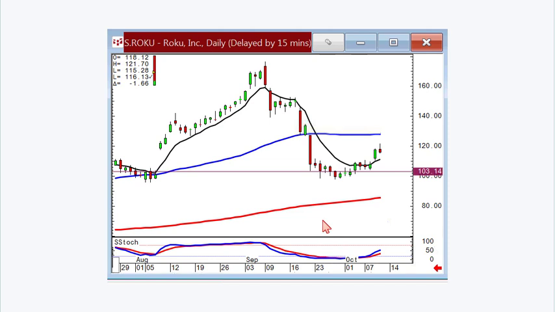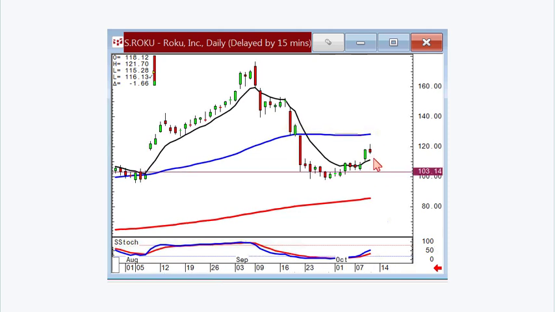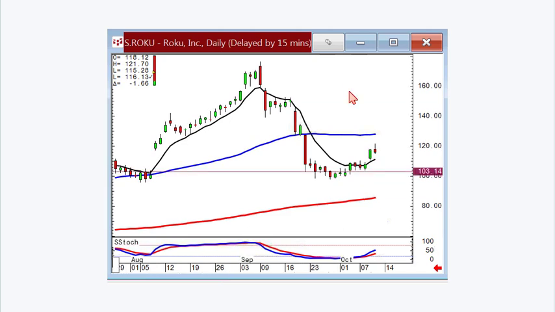A cup and handle would be something like this. Then it pulls back and does another little curl. That's your handle. So it's what we would consider a classic, where you have a fry pan bottom, then a J hook, and then it starts back up. So it'd look like this, then it'd be another little dip, and then that would be your handle, and then it would have a strong move.